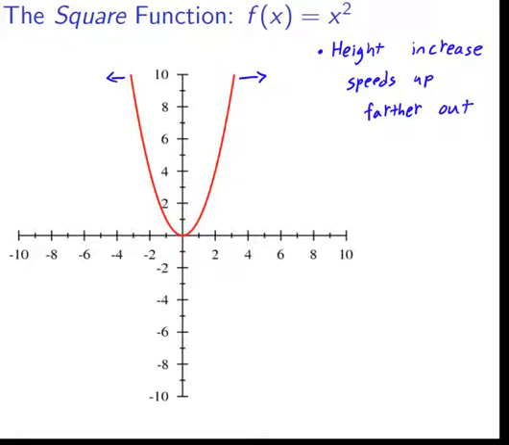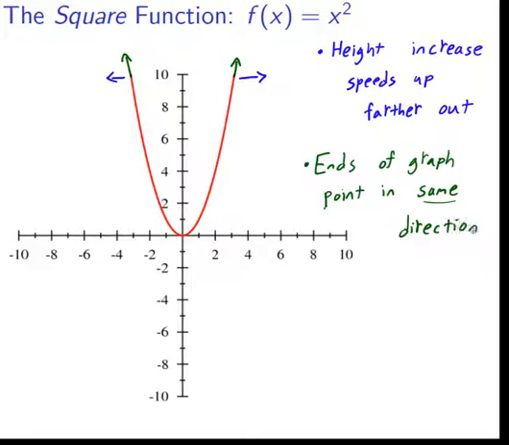The other important thing to point out is that on the right we're going up and on the left we're going up. So on the squared function, the ends of the graph go in the same direction. They point in the same direction. This is an important idea about the square function, that we can trust it will cup in the same direction. The right side goes off in the same way as the left side.